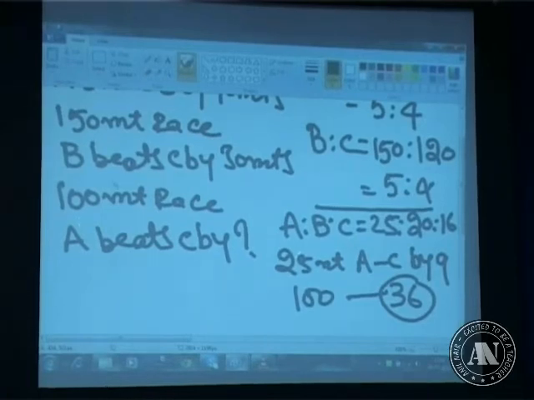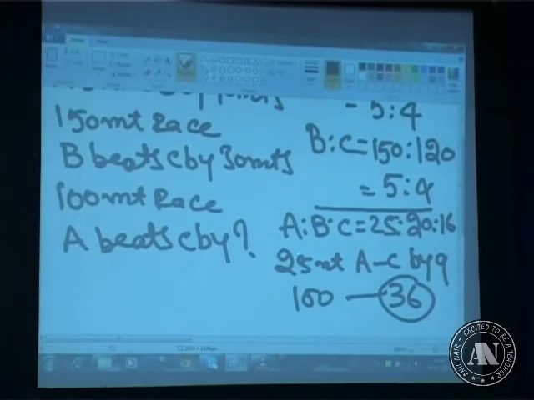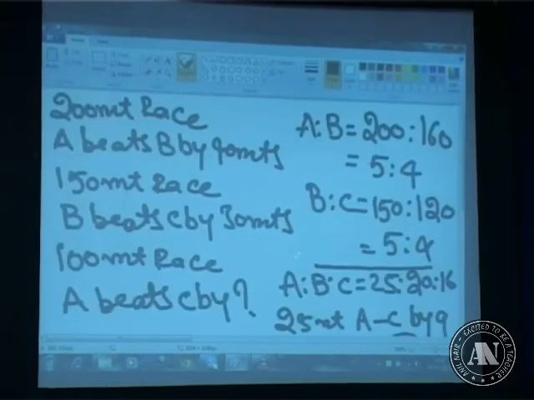Right, next one, another variety in ratios. Where is the doubt, sir? Ask. If A runs 200, A will beat B by 40, so B runs 160. That is 5:4. B is to C: if B runs 150, B will beat C by 30, so C runs 120. That is 5:4. 5 fives are 25, 4 fives are 20, 4 fours are 16. In a 25 meter race, A will beat C by 9 meters. But I need 100 meters. Clear? Next variety.